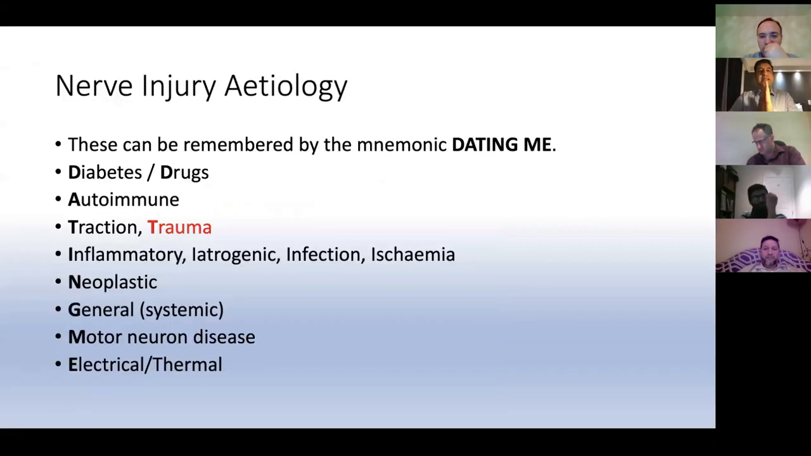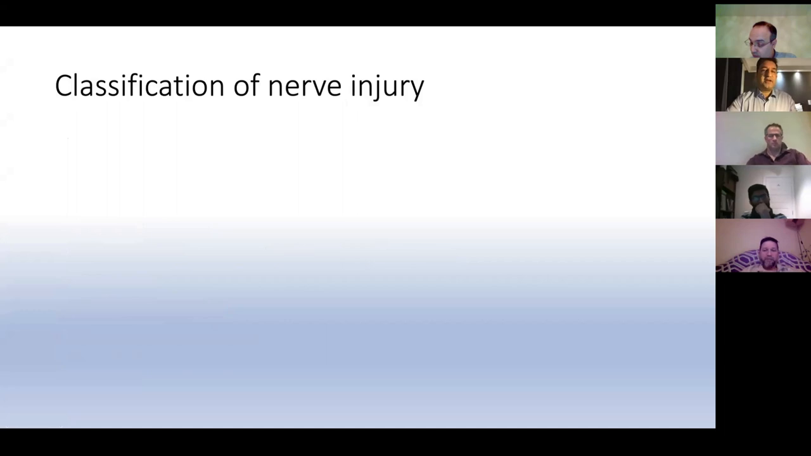Okay, so let's move on to nerve injury. And this is really the crux of my talk. Nerve injury can be caused by a number of different things. Most commonly is trauma. But I've created a little mnemonic, which is a nice way of remembering the etiology. So it's remembered by the mnemonic dating me: diabetes and drugs, autoimmune causes, traction or trauma, and I've highlighted trauma because that's the most common cause, inflammatory, iatrogenic, infection, neoplastic causes, general or systemic causes, motor neuron disease, and finally, electrical or thermal causes.